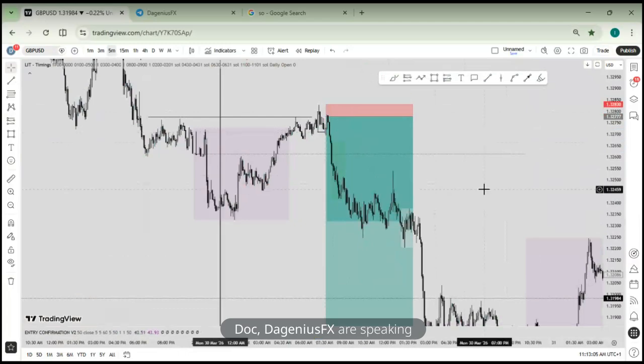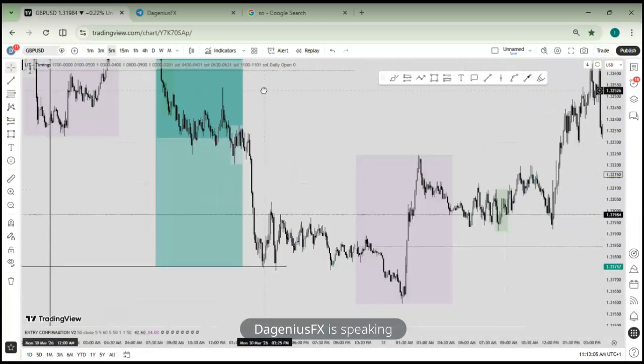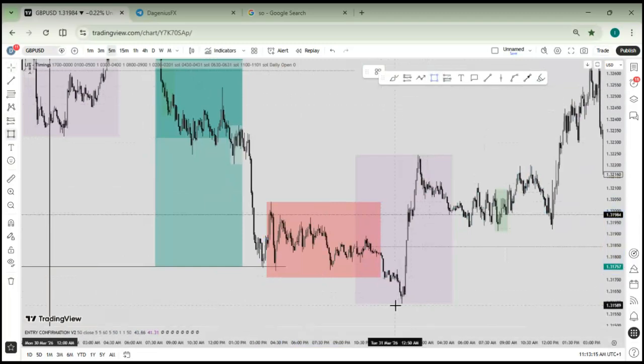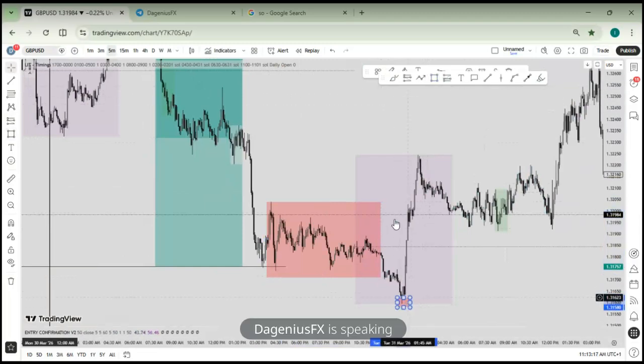We mitigated the line. What happened? Build up of liquidity, and then we had what again? An inducement. The same thing like EU, right? No difference, just a little bit of drags here and there.